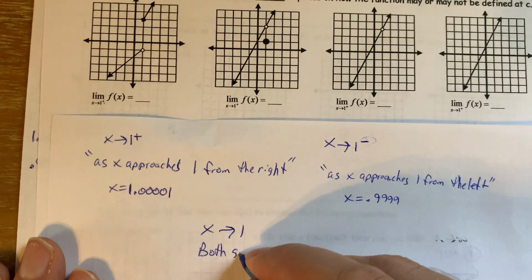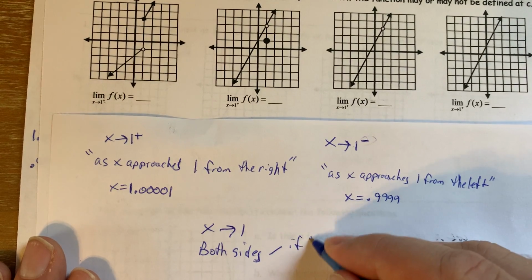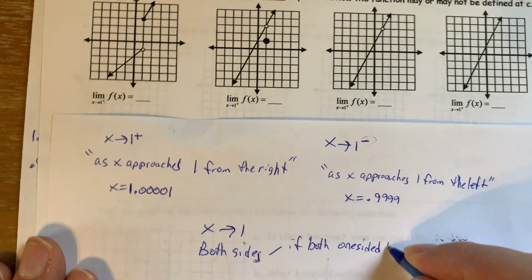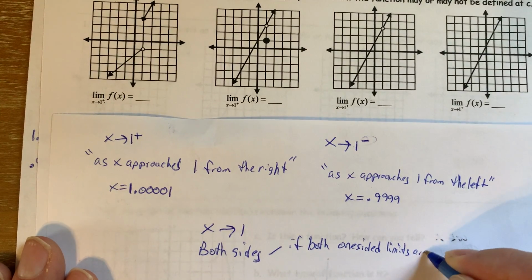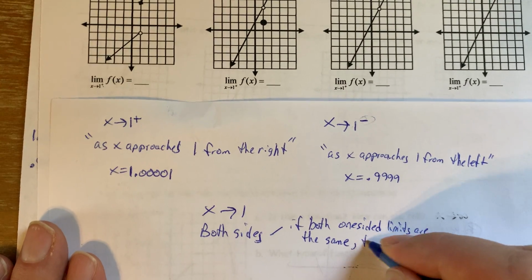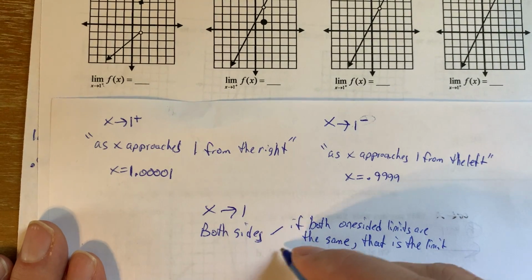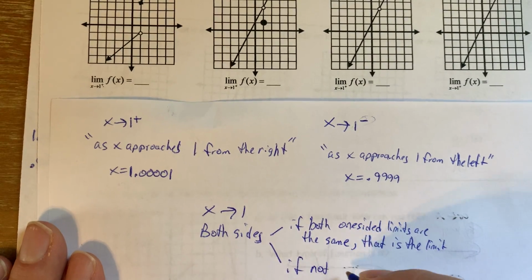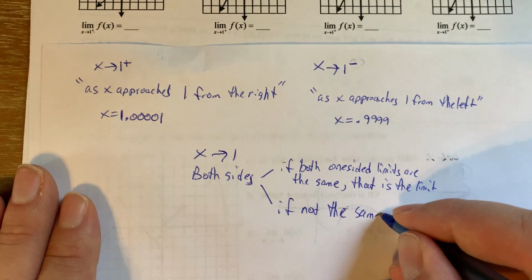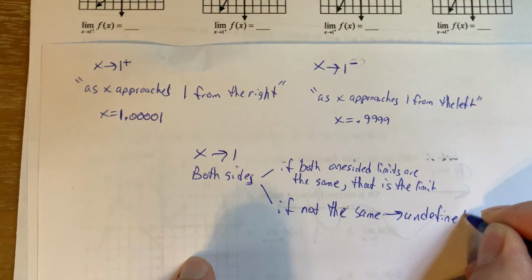And the last thing is, if it doesn't say from the left or from the right, this means from both sides. And if both one-sided limits are the same, that is the limit value. If they are not the same, so if the left and the right limit are not the same, the both sides limit is undefined. And we'll see that in just a second.